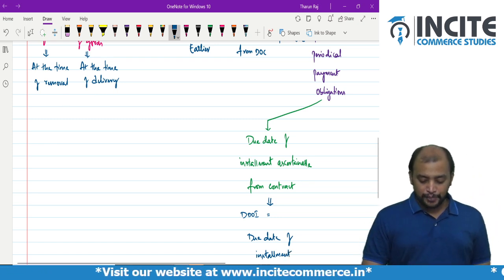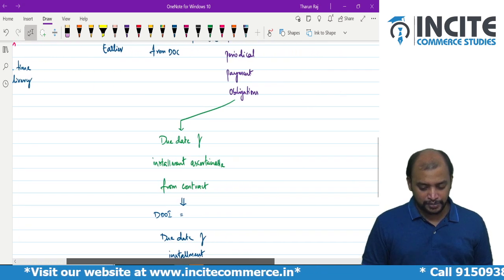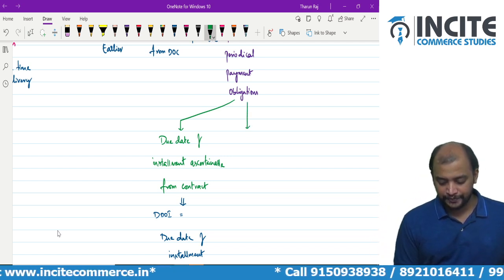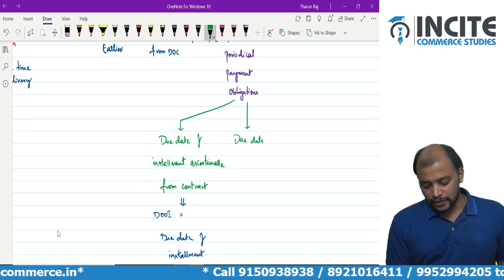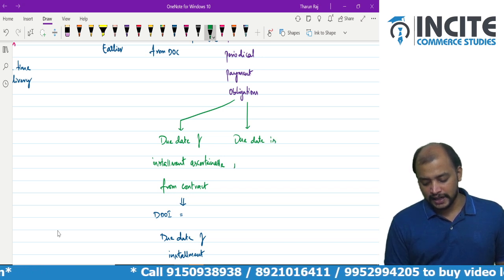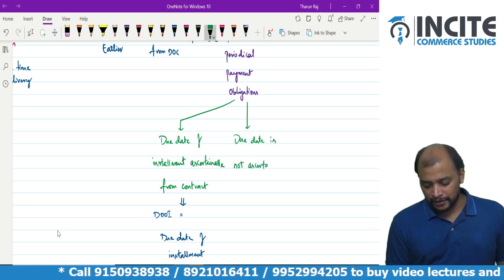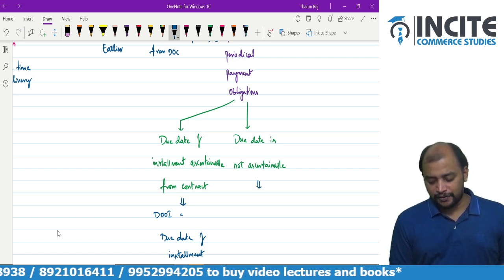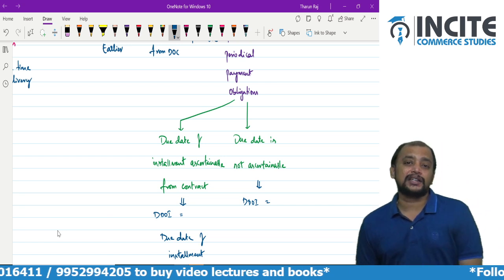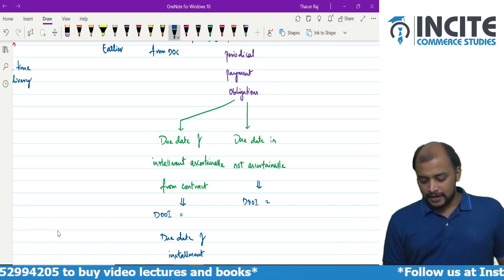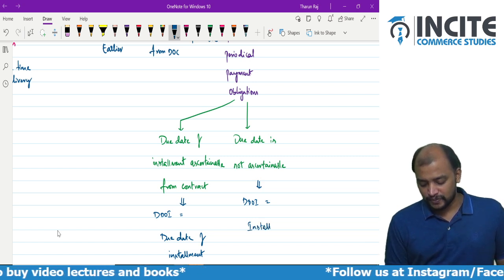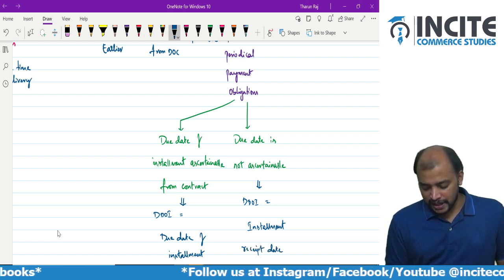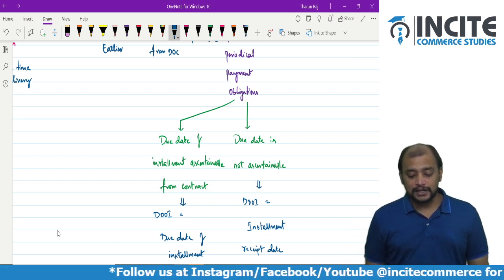Got it? Suppose the due date of installment is not ascertainable from the contract. Then what should be taken as the due date of invoice? The due date of invoice is nothing but as and when the payment is received. So the installment receipt date will be taken. So the due date of invoice is the installment receipt date.